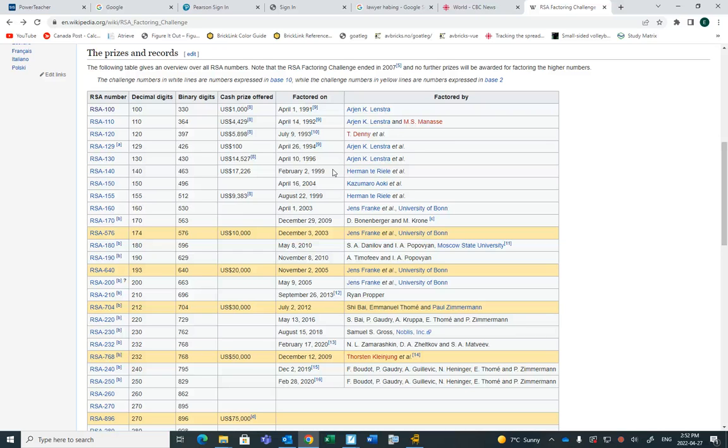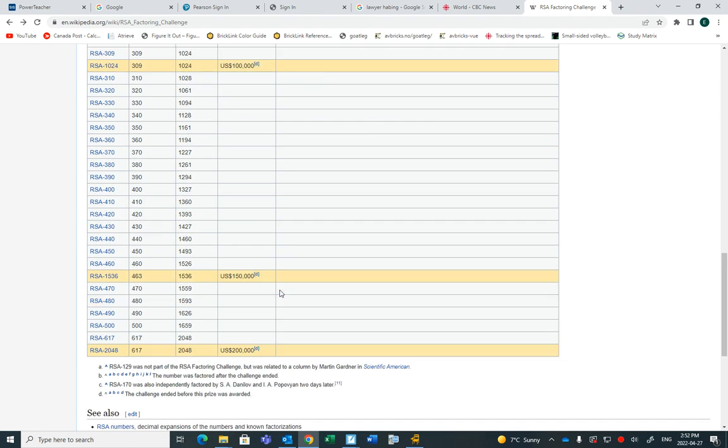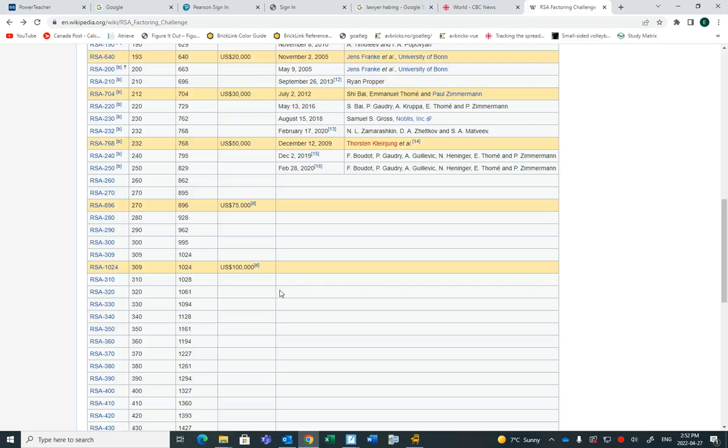And look at some of these ones that are still to be solved. Look at how many never got solved.